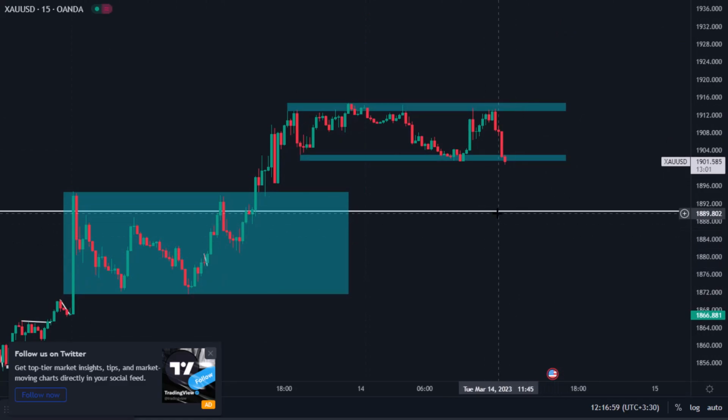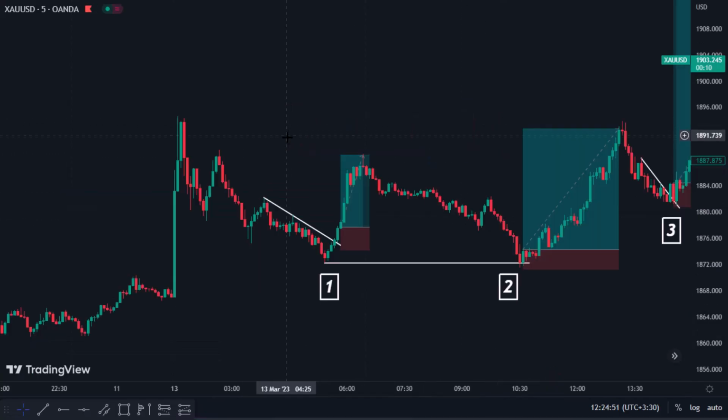Let's switch to the positions I made yesterday and see what happened there. Welcome back, guys. As you can see, this is the gold chart, 5-minute time frame, 13th of March 2023. Then I'm gonna show you 4 positions I made today, actually yesterday, and see what's going on there.